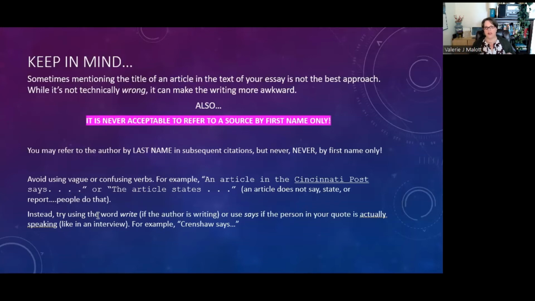Also, avoid using vague or confusing verbs. For example, an article in the Cincinnati Post says, or the article states. Even though it's technically not wrong, they're just really bland. Articles don't say, state, or report. That's something that people do. Instead, try using the word write if the author is writing, or you can use says if the person in your quote is actually speaking. Some of you have quoted from some TED Talks or YouTube videos, and that's perfectly acceptable.